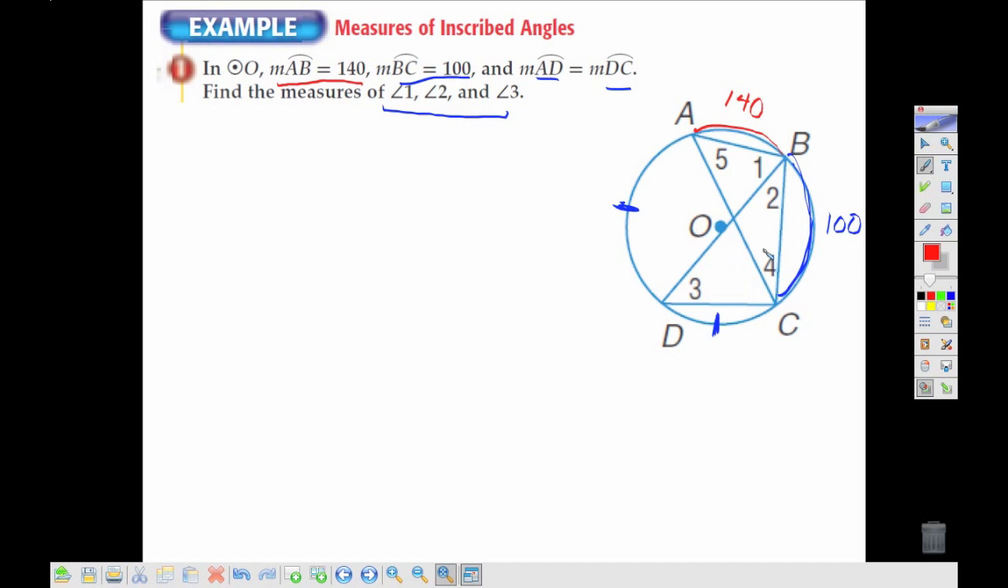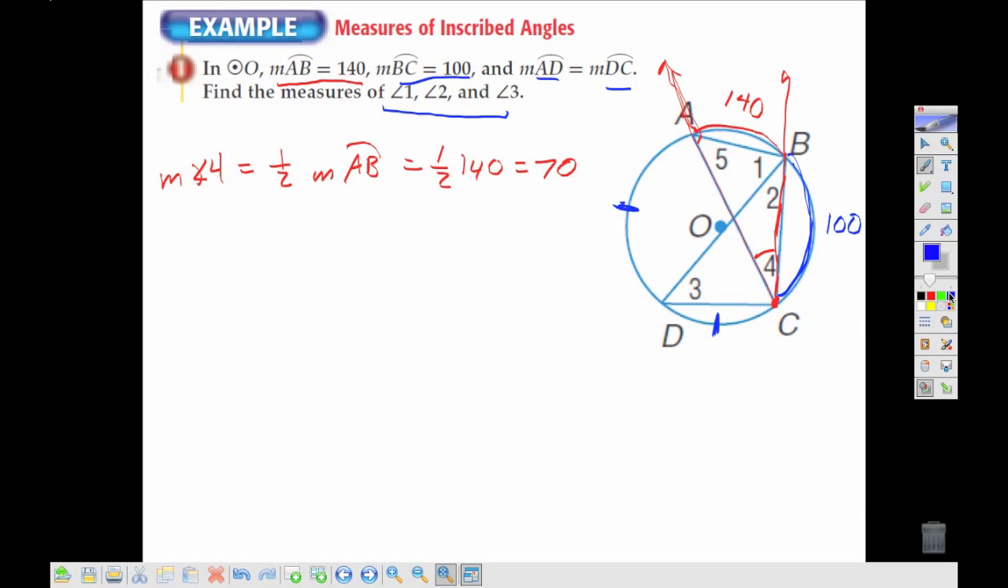Now let's start with angle 4 here. And what we want to do, notice the corner is on the circle, and let's look at where these sides are going. This side over here is actually passing through A and passing through B, which means it's intercepting the arc 140. So the measure of angle 4 has to be half of the measure of arc AB, which means half of 140, or 70 degrees.